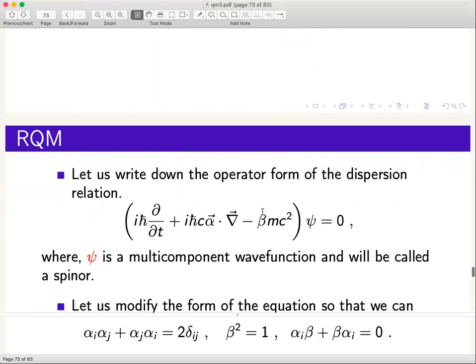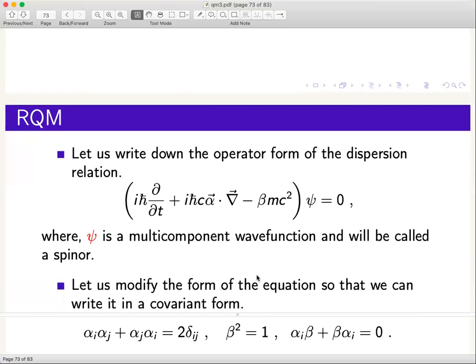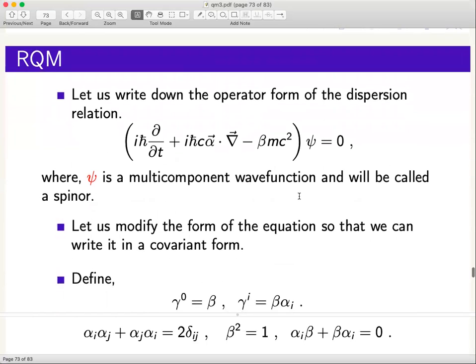It immediately follows from what I just said that if you realize that alphas and betas are matrices of specific dimensions, then the corresponding solution to this equation would be a column vector with that many components. So if it is a 2n by 2n matrix, then psi would have 2n components. So psi is a multi-component wave function, and it is called a spinor. That is, the solution to this equation is called a spinor.